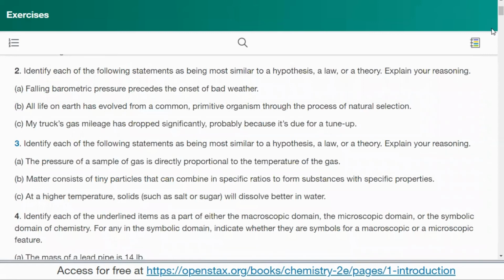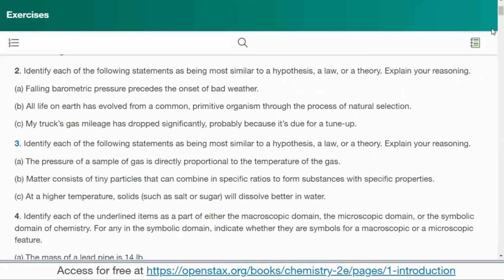Okay, let's go to the even questions. And as I said, I'll give my guess, but if you disagree, that's fine. I don't have anything to corroborate what I have to say. But just as an exercise, I think it's good to go through the even ones. It says, identify each of the following statements as being similar to a hypothesis, a law, or a theory. Explain your reasoning.